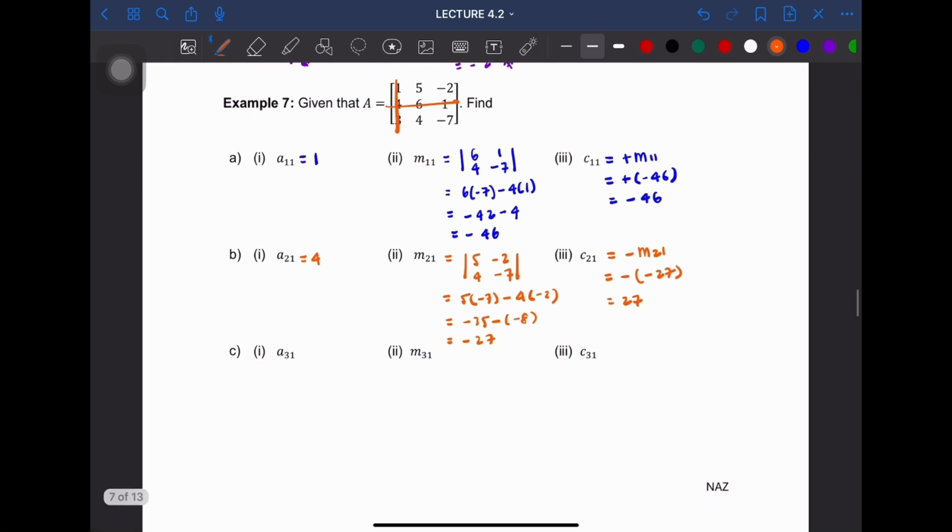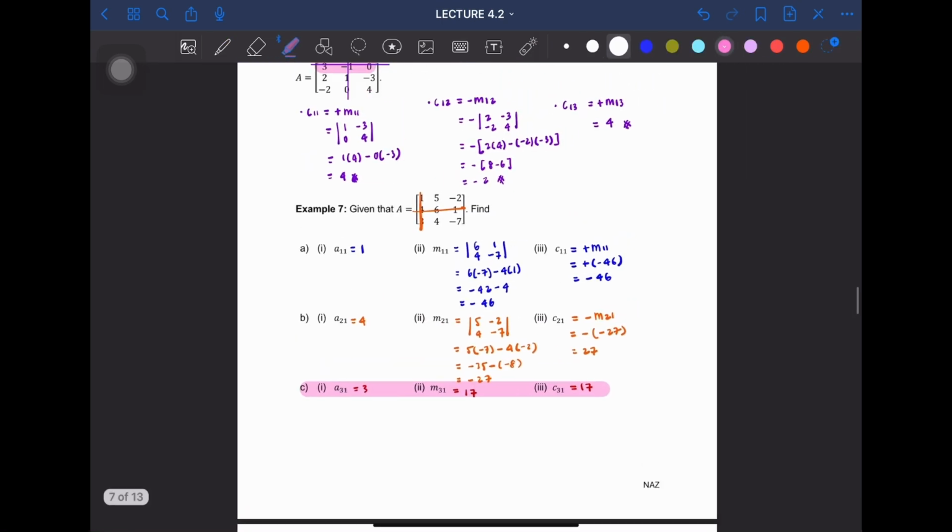Okay, for the last one, I want you to try on your own. The answer for this one is 3, and this one is 17, and this one is also 17. Okay, that's it for example 7.